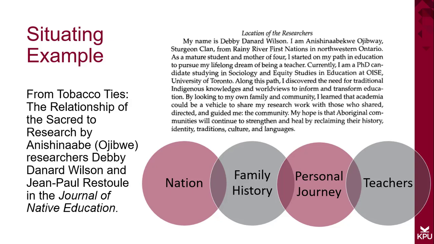And the excerpt reads, "My name is Debbie Dannard Wilson. I am Anishinaabe Kwe Ojibwe Sturgeon Clan from Rainy River First Nations in Northern Ontario." So the author is identifying the nations where they are from. "As a mature student and a mother of 4, I started on my path in education." So they're talking a little bit about their family and their history.